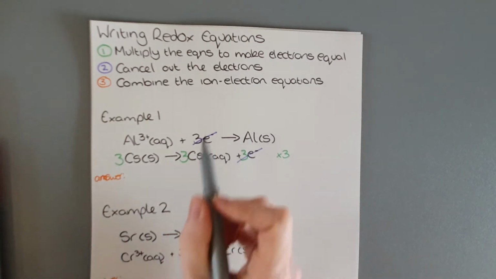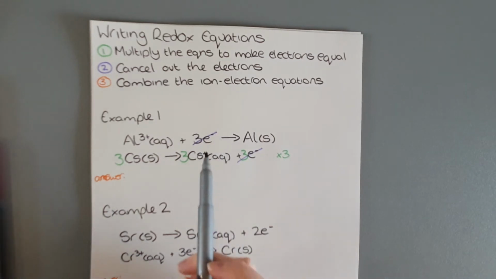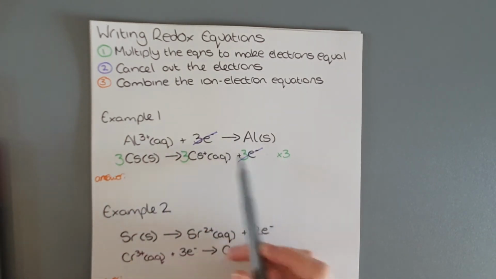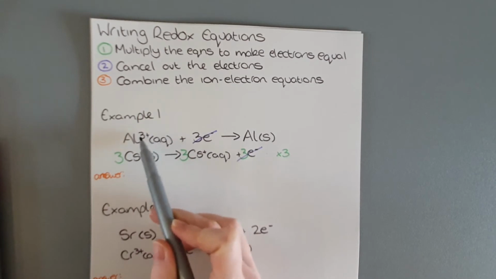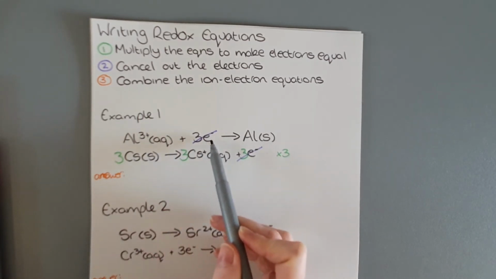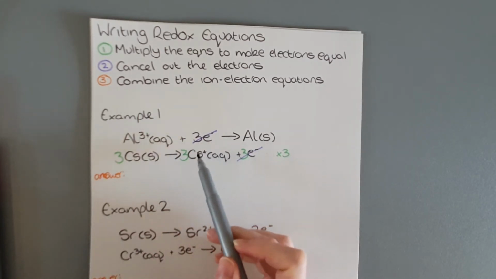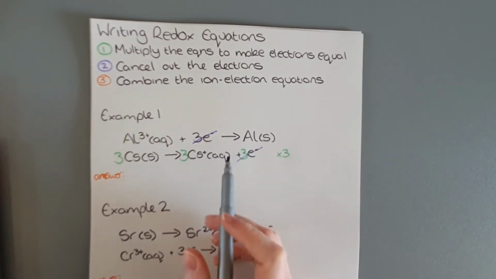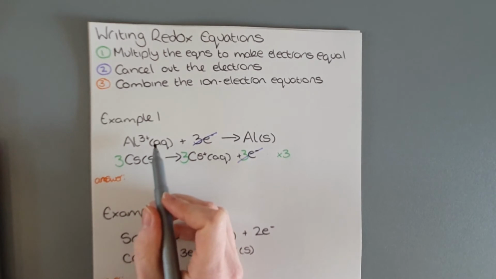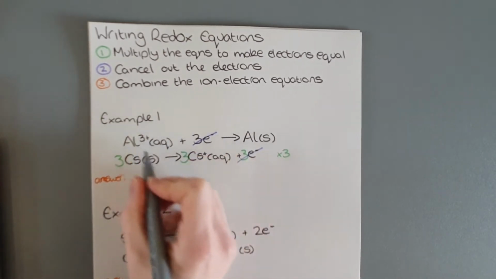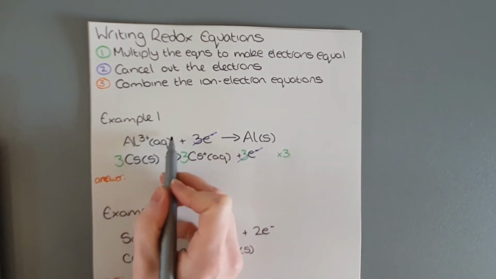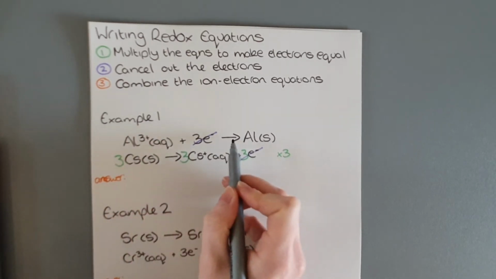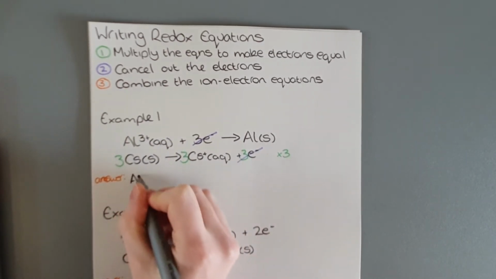Now note from here, ion-electron equations, which is what you had to start with, have ions, so charged species, and electrons. Redox cannot have electrons in it, but it will have ions. So a redox equation for this then, on the left of the arrow, you will still have Al3+ aqueous, as you did there. So rewrite that.